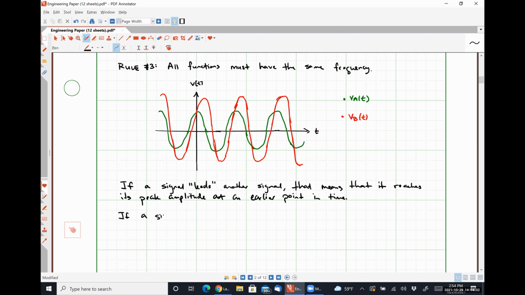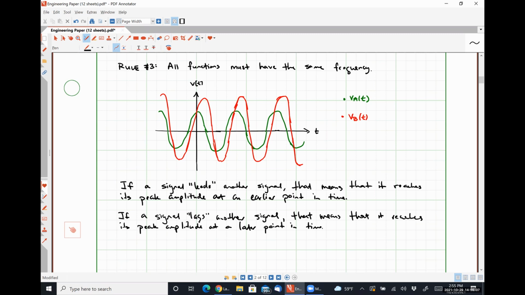So if a signal lags another signal, that means that it reaches its peak amplitude at a later point in time. Okay? So establishing whether or not a signal is leading or lagging another signal using a time domain representation is fairly straightforward. Determining how much that waveform leads or lags its cohort is an entirely different bag of cats.